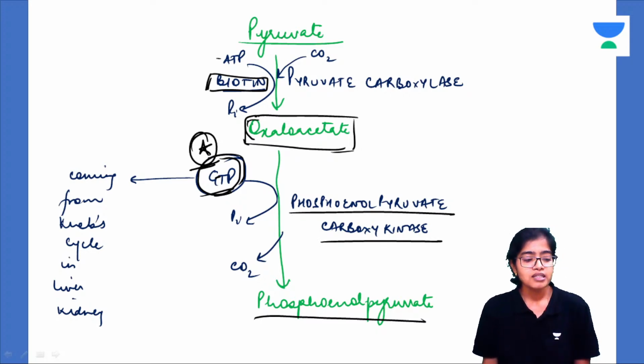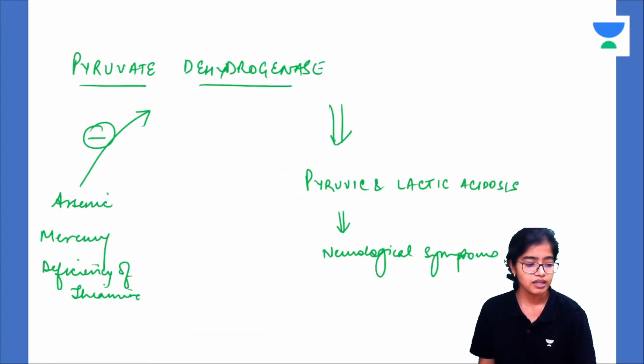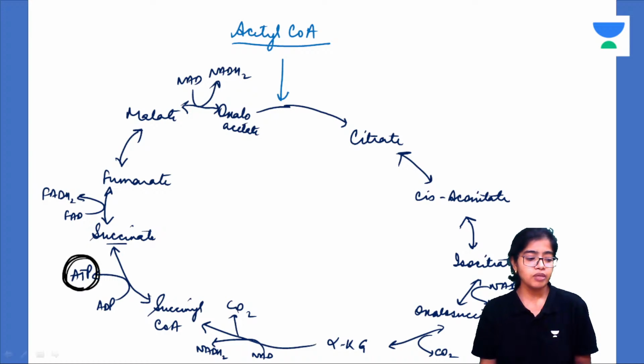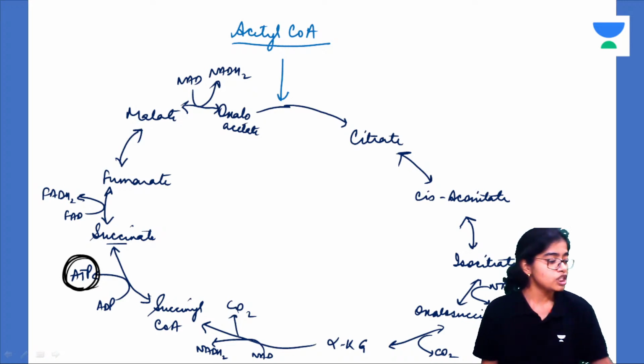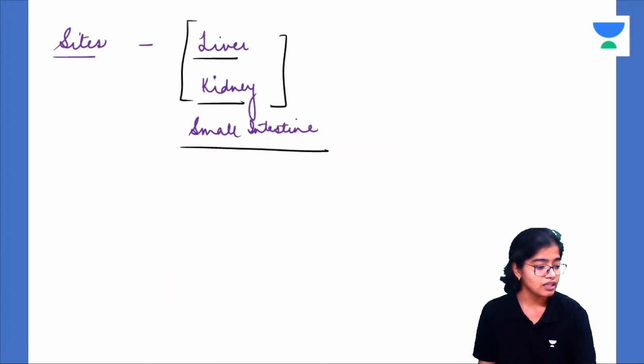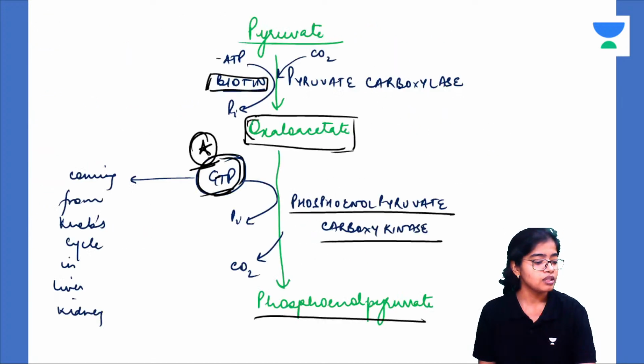Okay, now where is this GTP coming from? You remember the Krebs cycle here? You remember here succinyl CoA converts to succinate to form what? ATP. This ATP of the Krebs cycle, in the liver and the kidney, GTP is produced rather than ATP. And that GTP that is produced in the liver and the kidney is involved here.